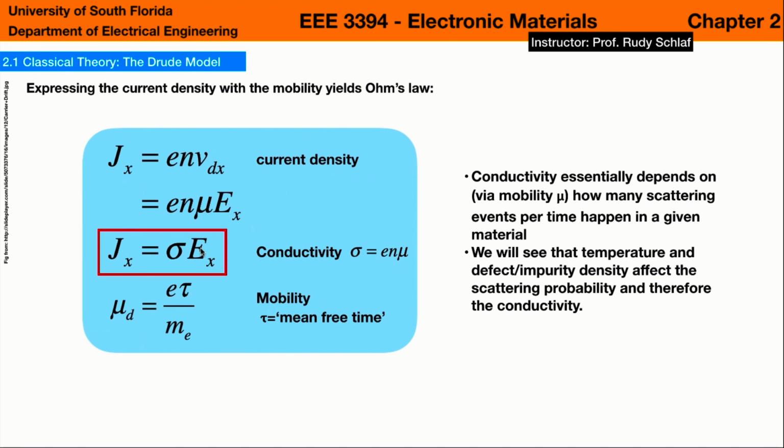So the conductivity is that material constant that links the current through a material depending on the electrical field that we apply. We know now that conductivity essentially depends on how many scattering events we have in the material. So a material that has more scattering events has a lower conductivity, and a material with fewer scattering events has a higher conductivity. We will see in the next subchapter how these scattering events also determine how the conductivity depends on the temperature and on the defect and impurity density of a material.